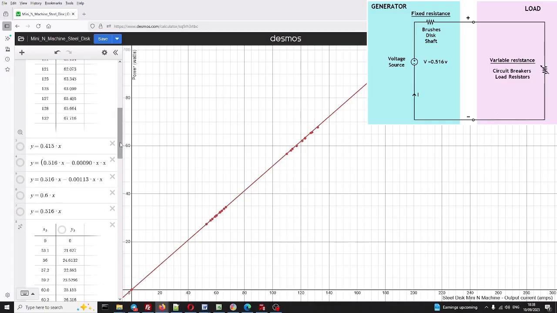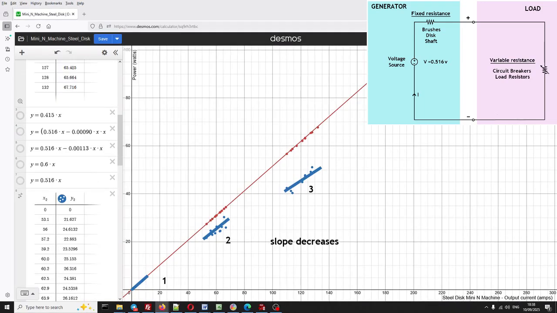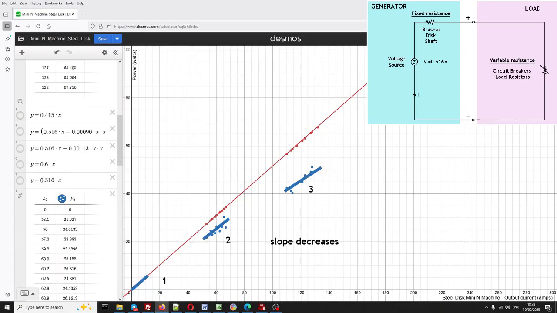Now let's plot the incremental input power points. The first point to note is that the results are consistently below the red line, indicating that more power is being generated than is being put in. Secondly, the input power is not following a straight line. As we go from left to right, the blue line is getting further and further away from the straight red line. Therefore, it is a curve.